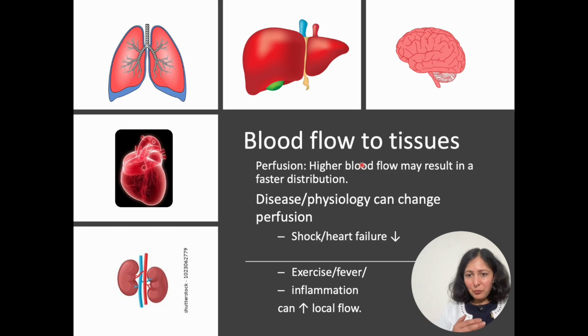A higher blood flow may result in faster drug distribution. Now, if the body enters a state of shock, for example rapid blood loss following an accident, a heart attack, or septic shock, this can lead to decreased or impaired blood flow to the tissues and potentially reduce drug distribution. Conversely, conditions like exercise, fever, and inflammation can increase the local blood flow and thereby enhance drug distribution to the affected tissues.